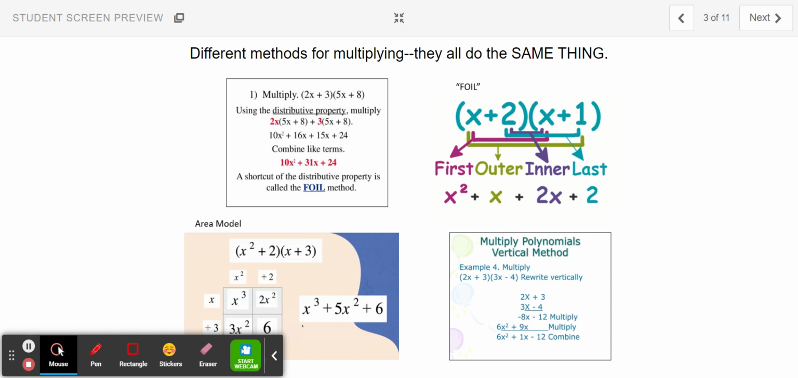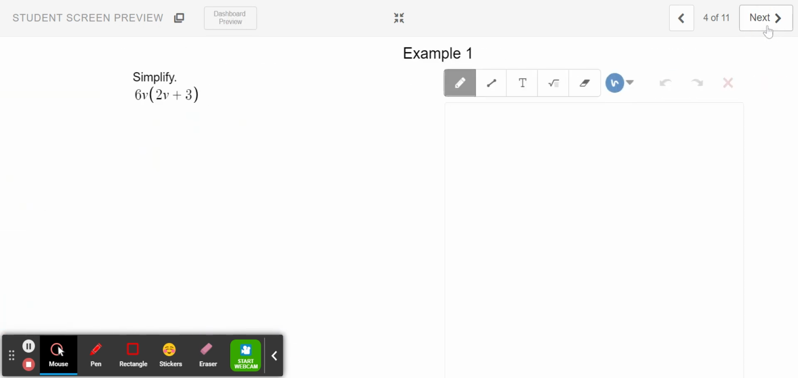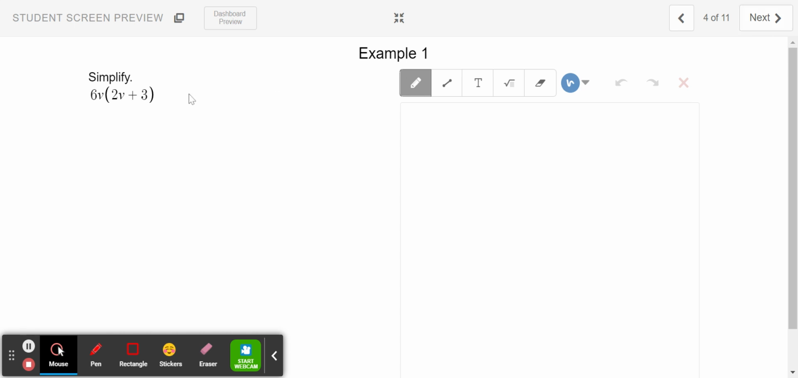So I'm going to try to show you an example of each one, just so you get an idea of what you might like and what works best for you. If you have a way that you like already, stick with it. All right, so here is this first one, and we're just simplifying this, and there's only actually one term out in front, but that one term gets multiplied by each thing inside of the parentheses. So I'm going to go ahead and write that down over here in my box. I'm going to copy it down.